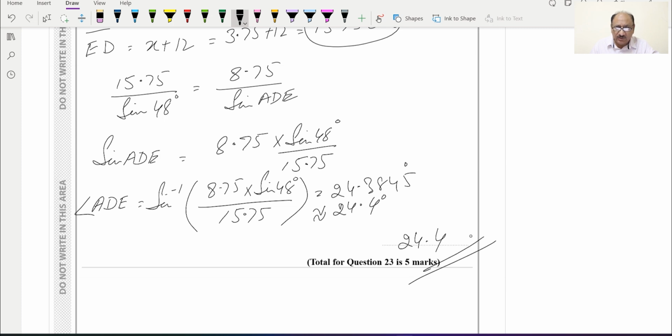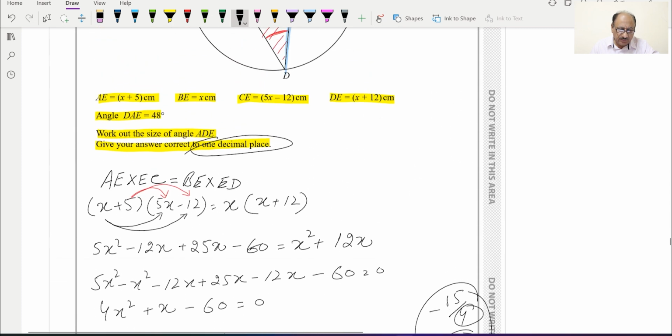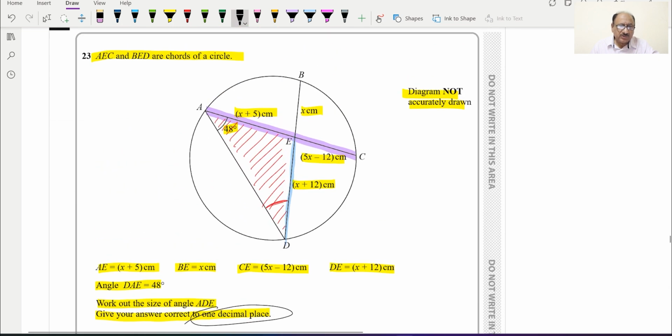This is a little tricky and difficult question, so for students like you who are targeting an A star, this will be very helpful for improving your skill level.